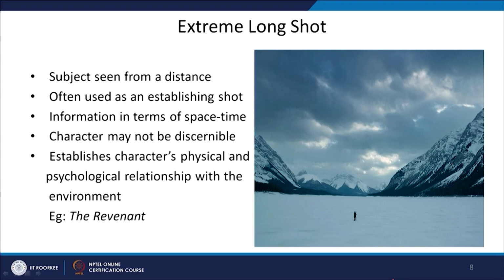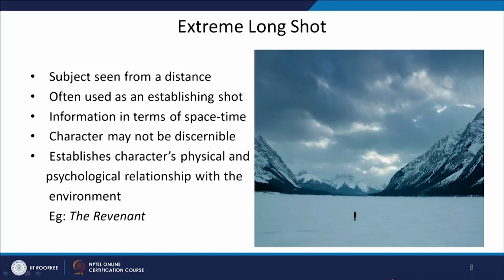In extreme long shot, we find that the subject is seen from a distance. We can look at this particular projected image which is from a very recent movie, The Revenant. In it we find that the major character has been portrayed against a particular background. In a way it is known as an establishing shot which introduces a particular background to us, which also sets the tone of the movie in a very effective way. It also informs us of the space and the time related situations. The character himself or herself may not be very discernible, but it may have a panoramic description of the background which helps us to understand the relationship which a character has with a particular setting.